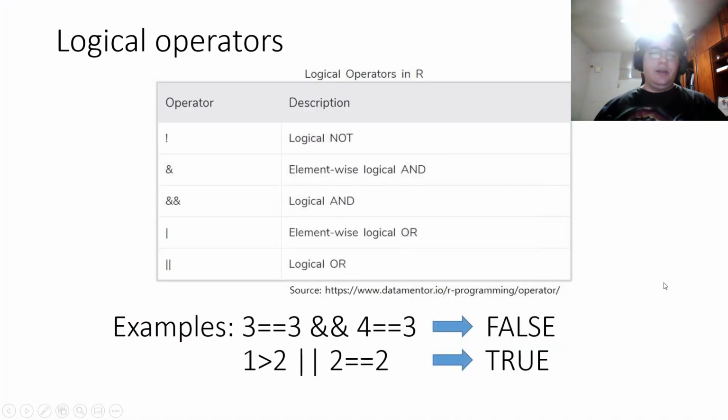So is 3 equals to 3 and 4 equals to 3? This is false. And is 1 greater than 2 or 2 equal to 2? This is true, because at least 2 is equal to 2.